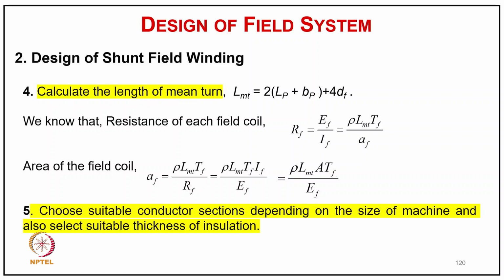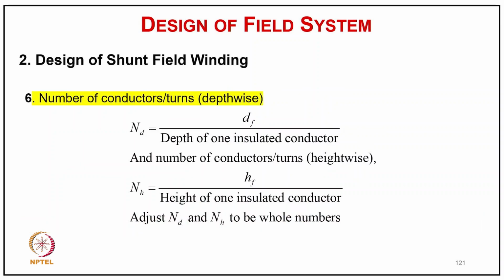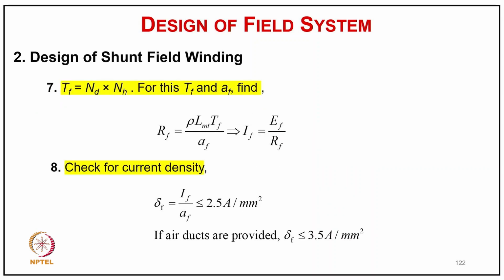Now the fifth step is to choose suitable sections depending on the size of the machine and select the suitable thickness of the insulation. So now coming to the number of conductors depth wise, ND equal to DF upon depth of one insulated conductor, and the number of conductors per height NH will be HF upon height of one insulated conductor. So adjust ND and NH to be whole numbers or integers. So TF equal to ND into NH.